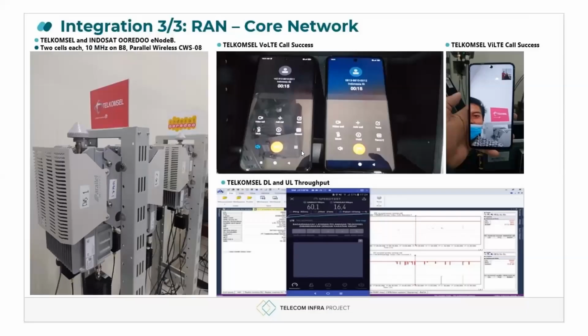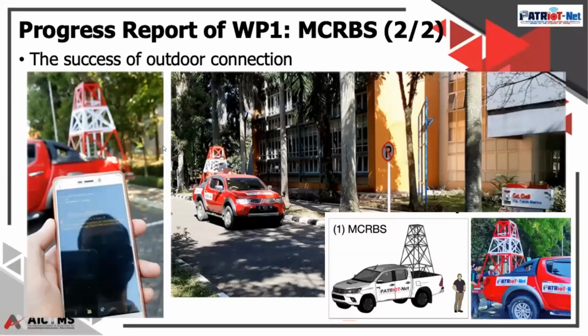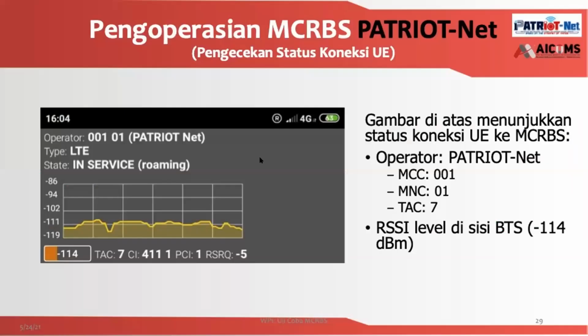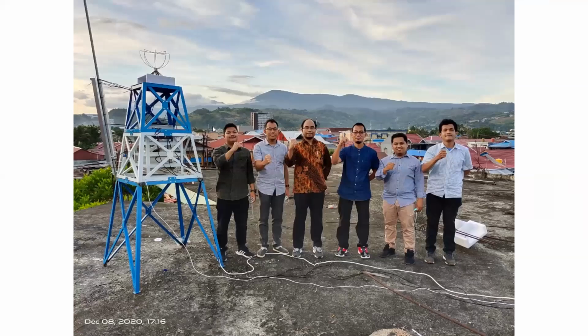We also have working space. This is the real trial to call and to do some streaming. Yeah, this is the BTS. So basically, we are trying to deploy the network in the field. I think it is enough.